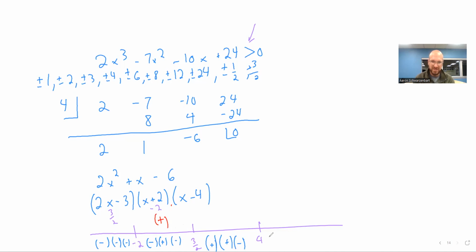And then 5. Usually they switch, but it's best to check anyways. 2 times 5 minus 3 is positive. 5 plus 2 is positive. And 5 minus 4 is positive. Again, I've got a positive.